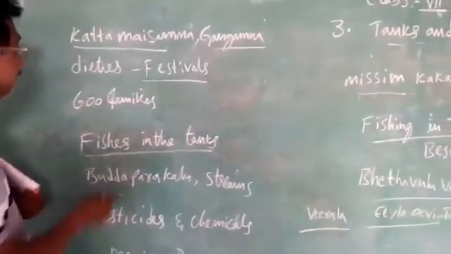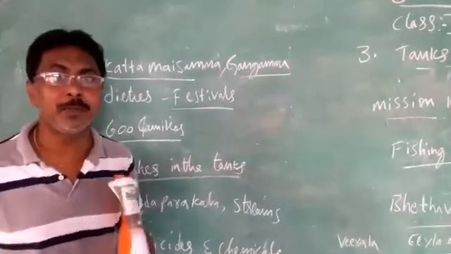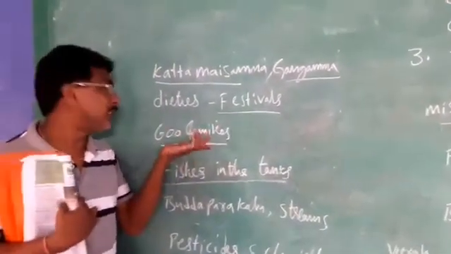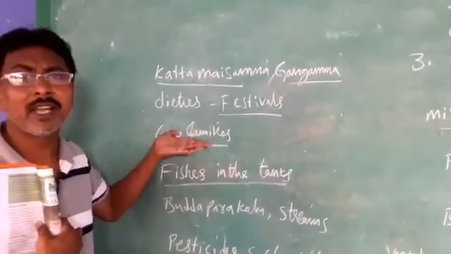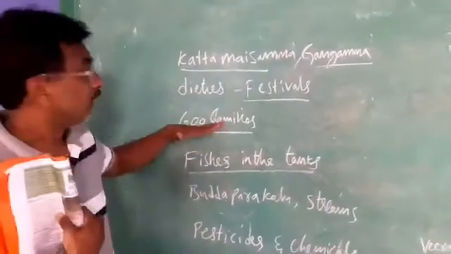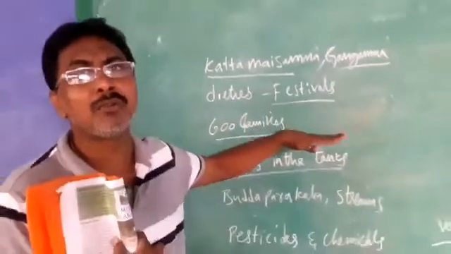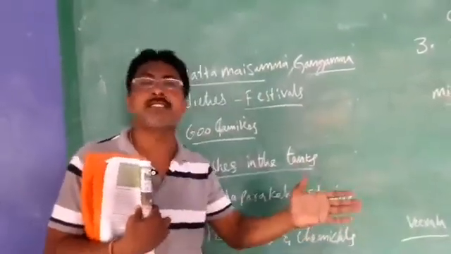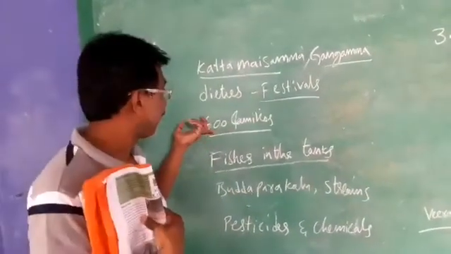And here in the Bettavolu village, there are 600 people who catch fish, and they belong to 60 to 40 families. These families in the village are fishermen only, and 600 people catch fish.